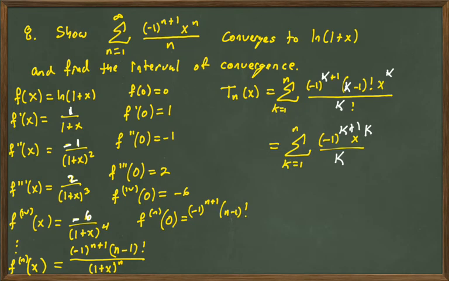Okay, so let's go ahead and move on. So the natural log of 1 plus x is equal to the sum k equals 1 to n of negative 1 to the, let me fix those k's, those n's there.